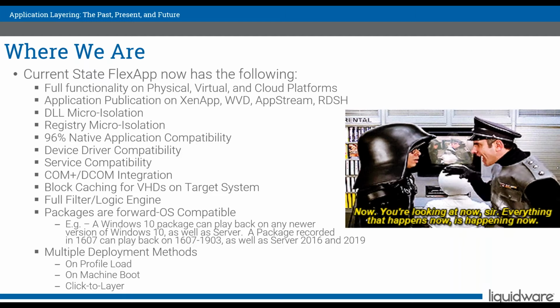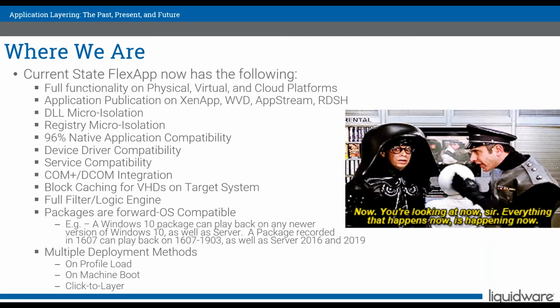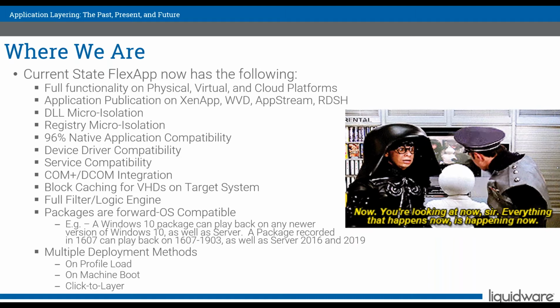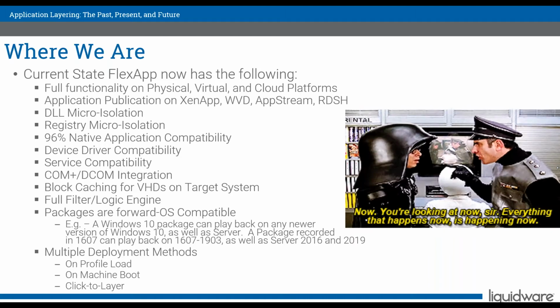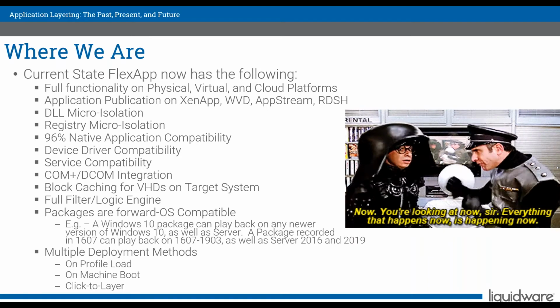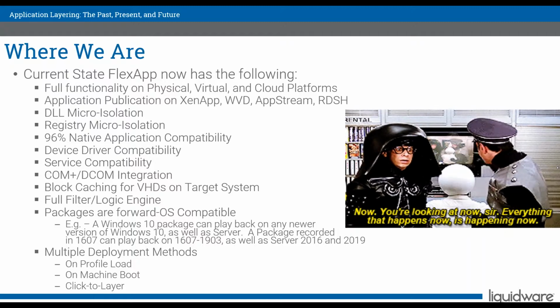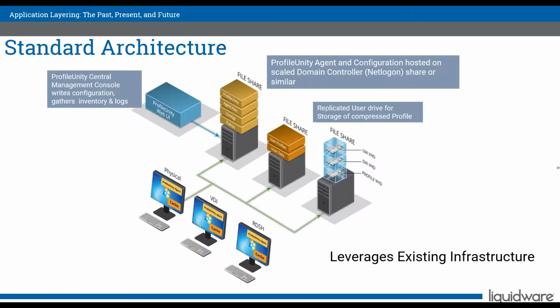Now, in terms of performance, machine boot is the fastest way of delivering the application to the user. Profile load is the second fastest, and click to layer is the slowest, but all of those are still going to be really, really quick, as we're going to see in the demos a little bit later. So what we want to talk about next is first our standard architecture, and this is where ProU and FlexApp profile management essentially come together.